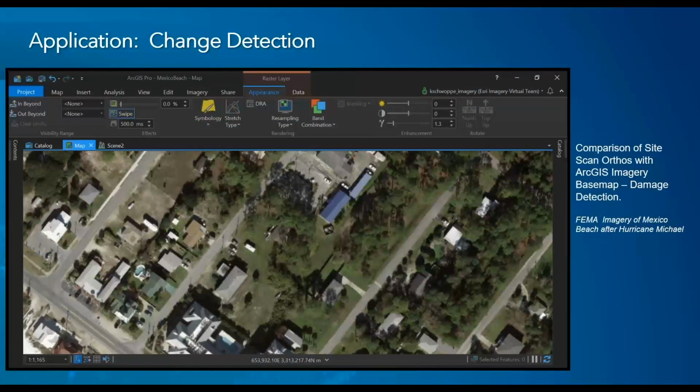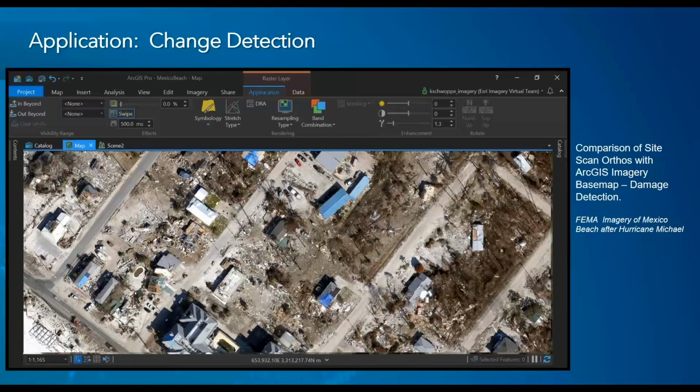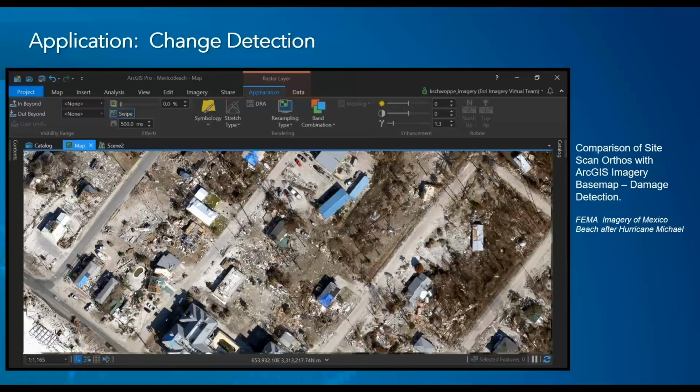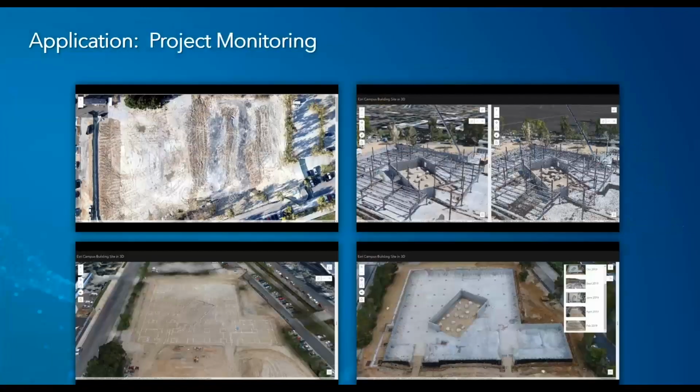Another application might be change detection. In this case, we've been working with FEMA and the Civil Air Patrol, and they've been collecting imagery over their different disaster areas. And we've been processing it in near real time for them and making it available. You can see the level of detail that you get with doing that damage assessment and the change detection.